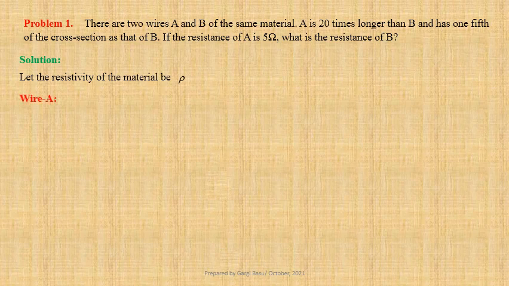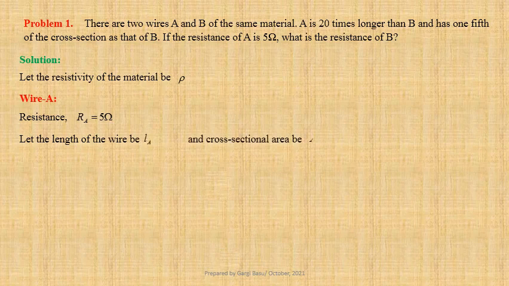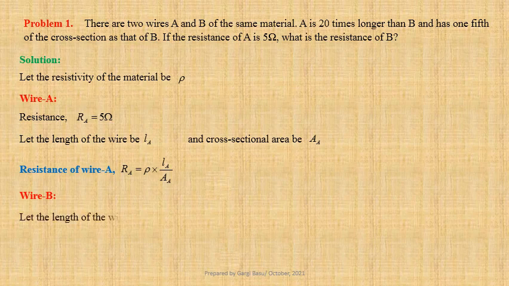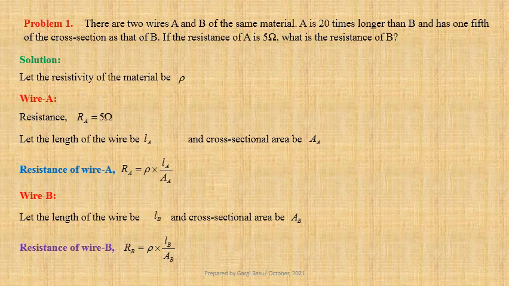For wire A, given resistance Ra equals 5 ohm. Let the length of wire be LA and cross-sectional area be AA. Expression for resistance of wire A, Ra equals rho into LA divided by AA. For wire B, let the length of wire B be LB and cross-sectional area be AB. Expression for resistance of wire B, Rb equals rho into LB divided by AB.